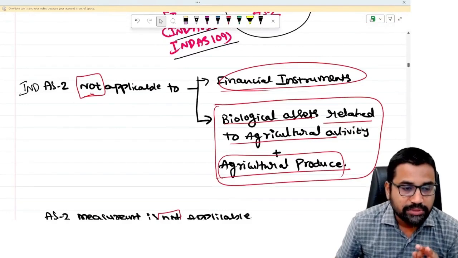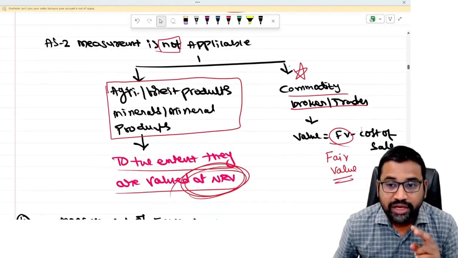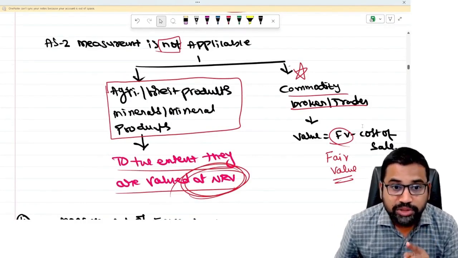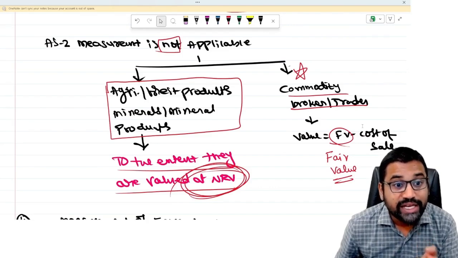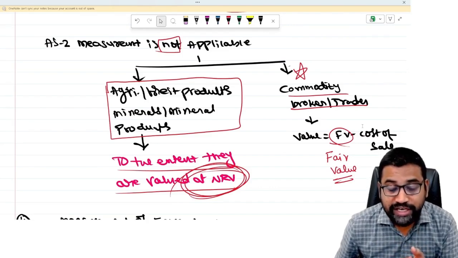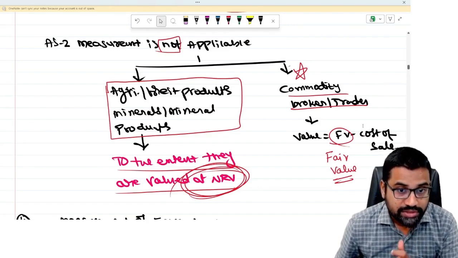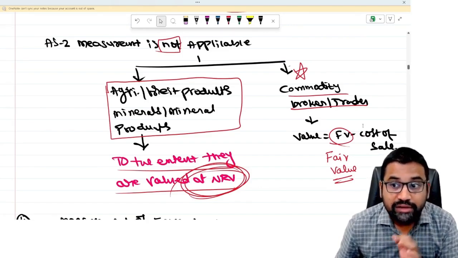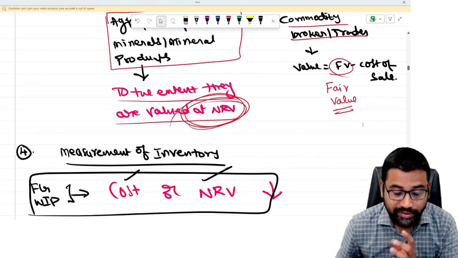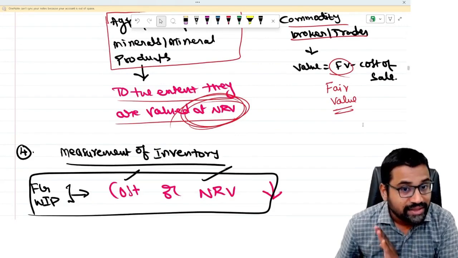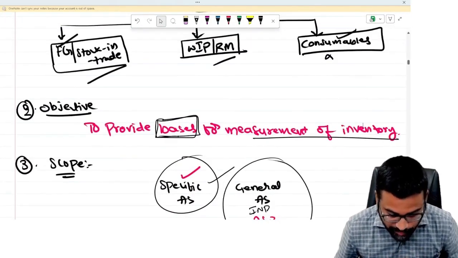This standard is not applicable to financial instruments, biological assets relating to agriculture activity plus agriculture produce. And the AS 2 measurement is not applicable to agriculture, forest products, minerals and mineral products, to the extent they are valued at NRV. Suppose they are not valued at NRV, this standard is very much applicable. And commodity broker or trader, they generally value the inventory at fair value minus cost of sales. They will not measure at cost or NRV, whichever is lower. So therefore this is the scope of the standard.